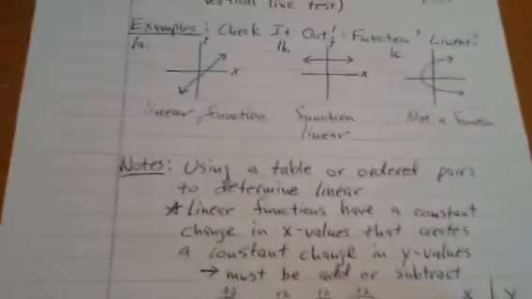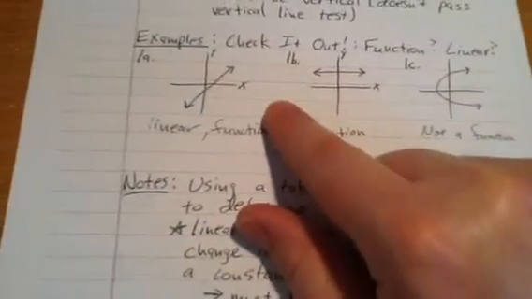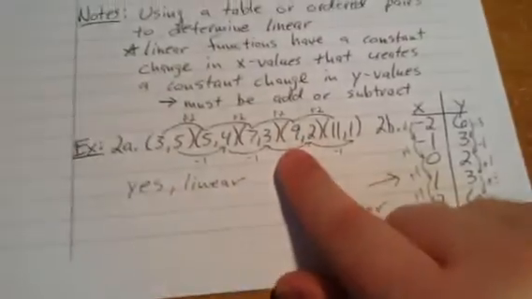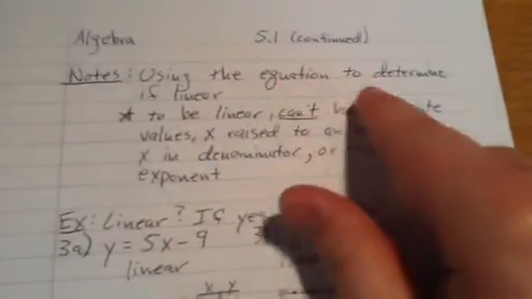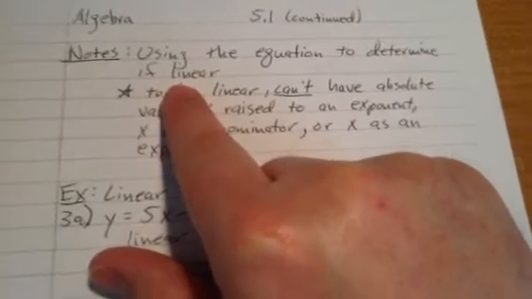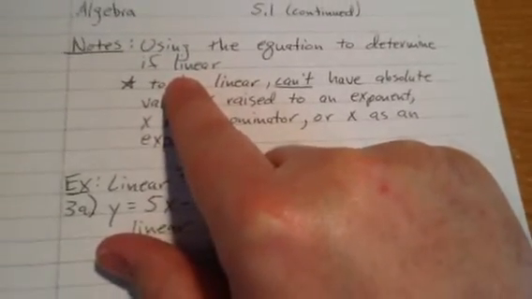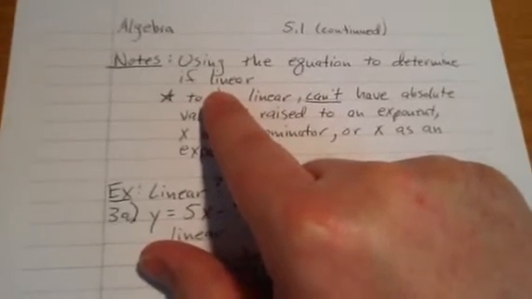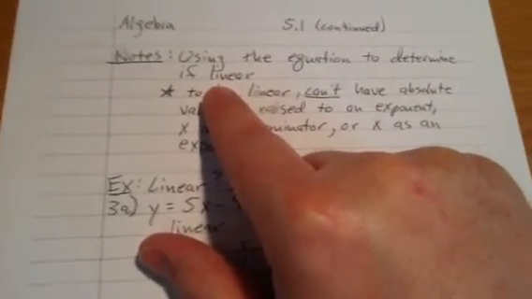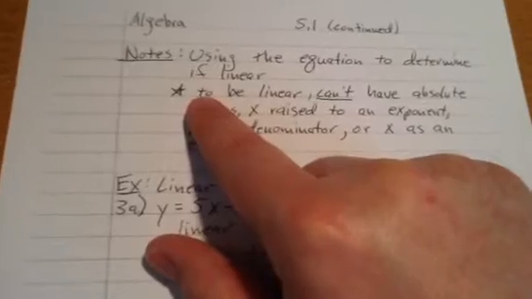Okay? So again, looking at a graph and telling if it's a linear function, and looking at the ordered pairs to tell if it's a linear function or not. The last thing you can do is look at the equation. Using the equation to determine if it's linear. This is really quite simple. If it's just a plain old x and y in the equation, it's going to be linear. If there's something crazy in there, then it's not going to be linear. Okay? So here's what I mean by crazy.